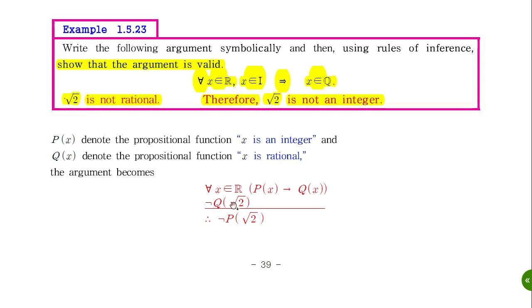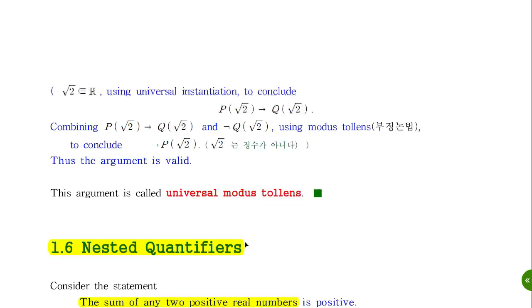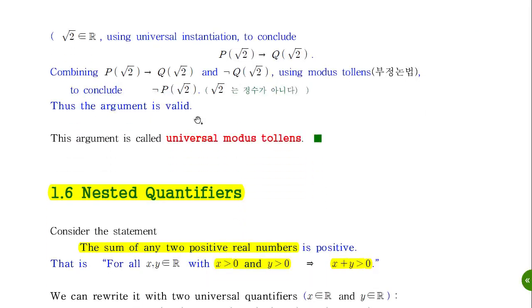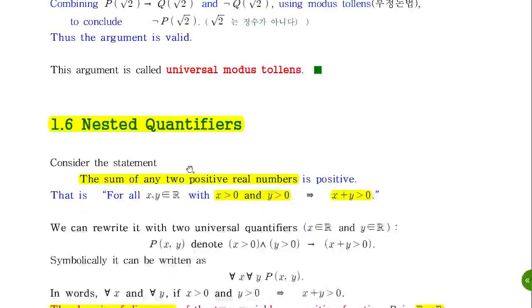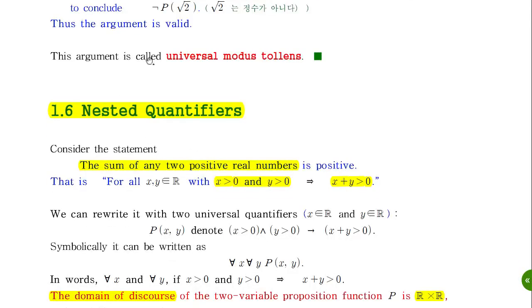Then from here, for all x, this should be true, but this is not true, which means this cannot be true, which is P of square root 2 is not true. So P of square root 2 cannot be an integer. Okay, that's concluding. This is not an integer. Okay, this argument is called universal modus tollens.